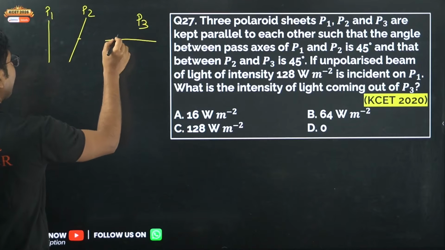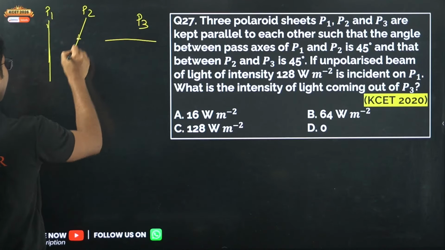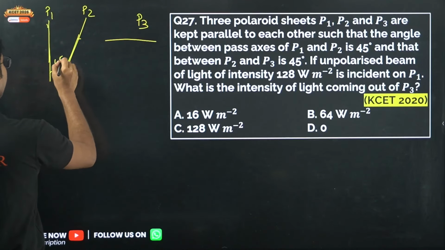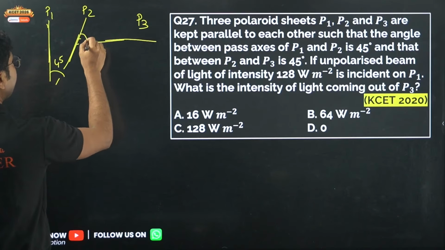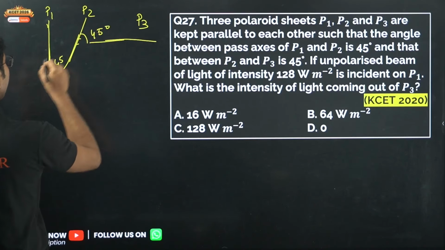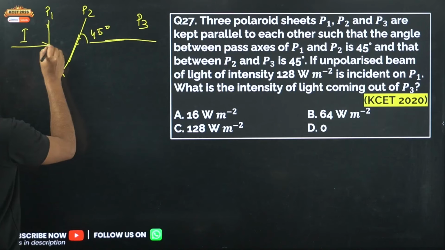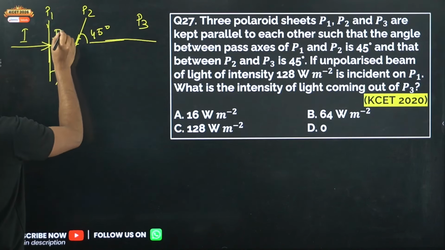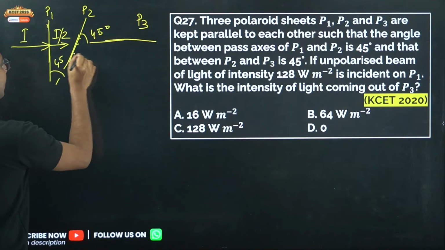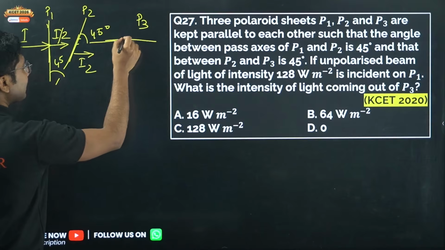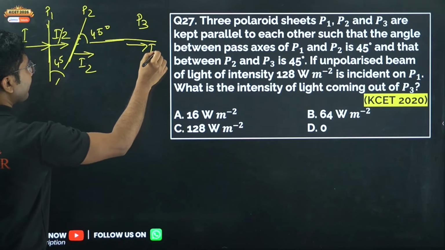The angle between P1 and P2 is 45. The angle between P2 and P3 is again 45. And the light intensity, say I, is incident on this. What will be the intensity coming out of this? I by 2. What will be the light that is coming out of this? Say I2, and say after this, I3.